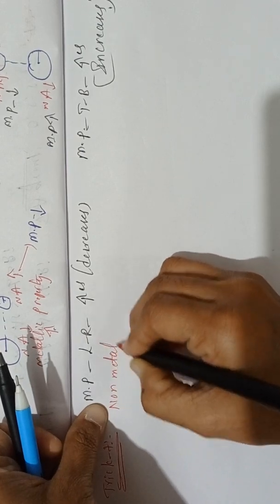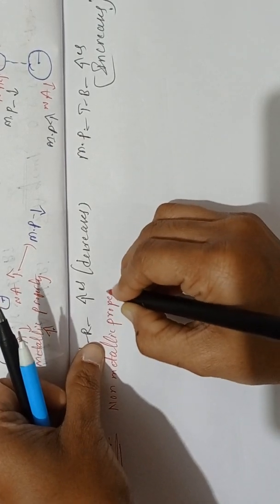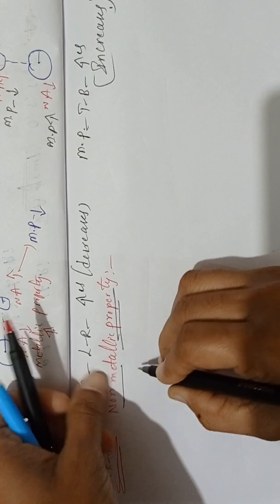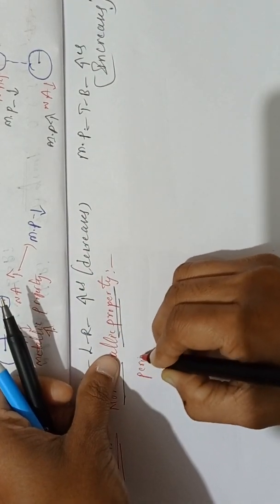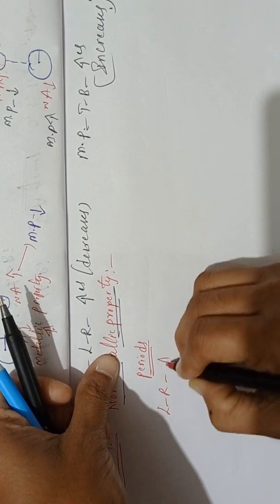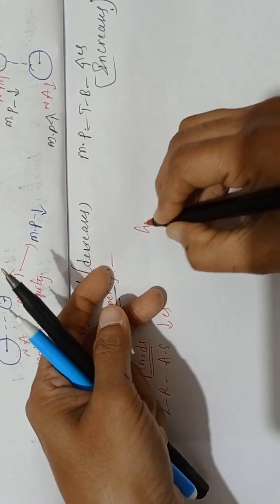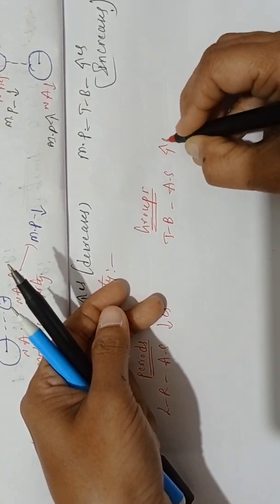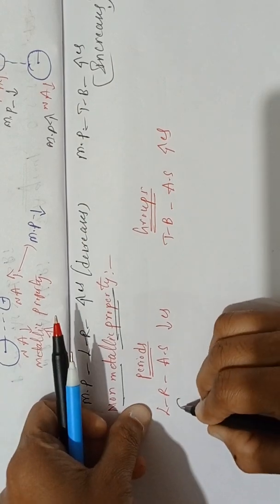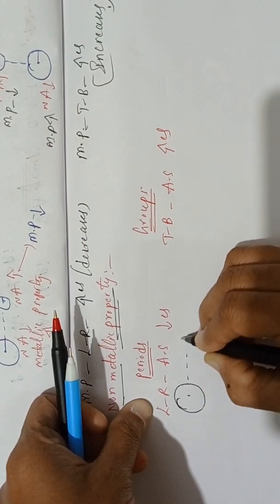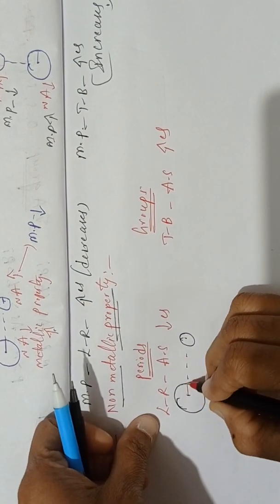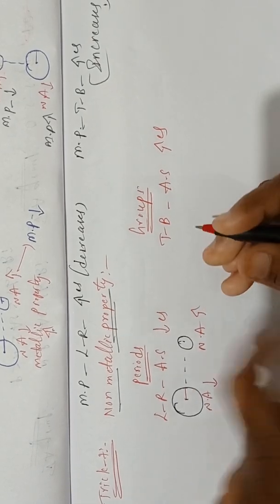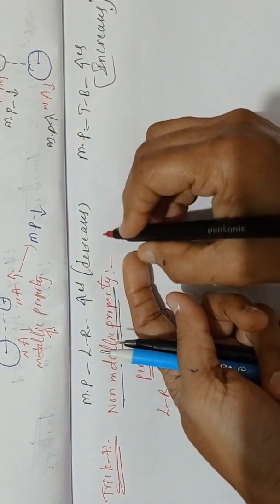Non-metallic property. What about non-metallic property students? Again in periods, left to right atomic size decreases. In groups, top to bottom atomic size increases. Now see students, decreases means big to small. Now here nuclear attractions less, here nuclear attractions more. Non-metallic property is nothing but ready to gain the electrons.